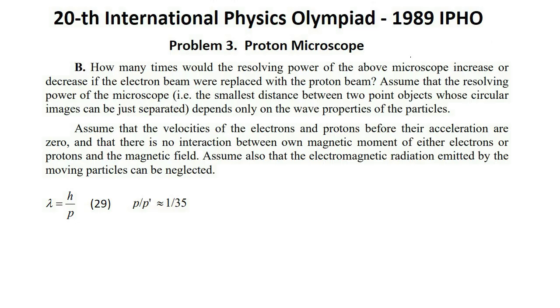Therefore, after replacing the electron beam with the proton beam, the resolving power will be changed by the factor p over p prime, which is approximately 1 over 35. It means that our proton microscope would allow observation of objects about 35 times smaller than the electron microscope.